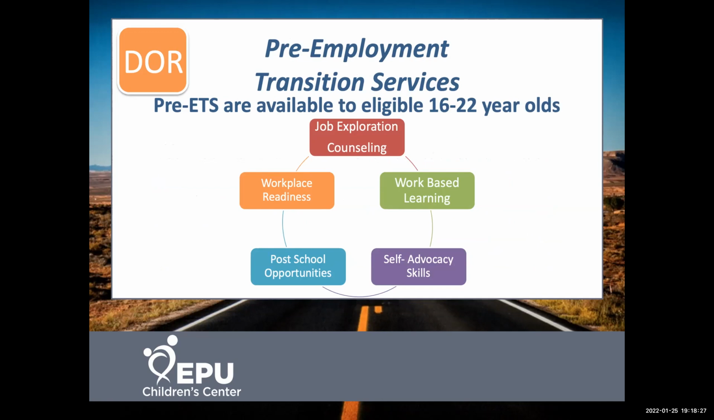So the pre-employment transition services are available from the ages of 16 to 22. And this is the kind of circle that the Department of Rehabilitation has. Job exploration and counseling. Again, we have to figure out what our kids want to do, right? Do they want to work in a restaurant? Do they want to cook? Do they want to design clothes? What do they want to do? And DOR helps with that. They put forth initiatives and planning in regards to certain vocational activities. They also do work-based learning and on-the-job learning, which is fantastic. Again, I think vocational training is something that we're lacking, and DOR is all about vocational training and helping. They also promote self-advocacy skills.